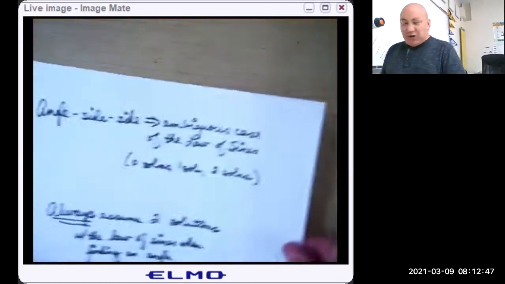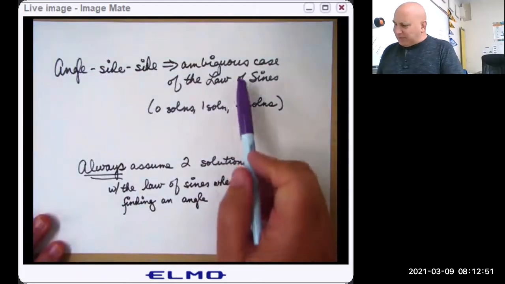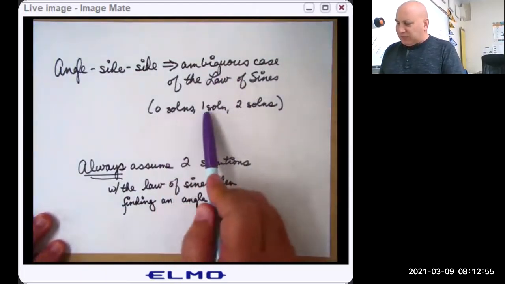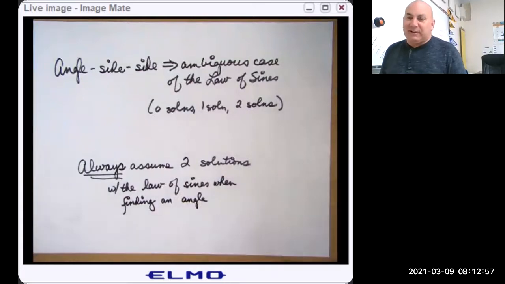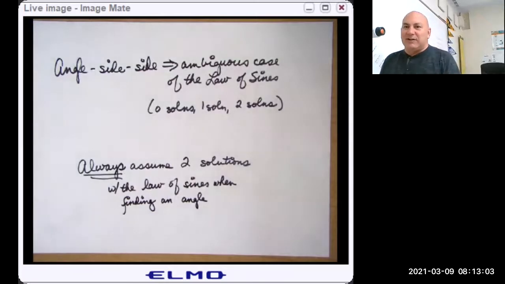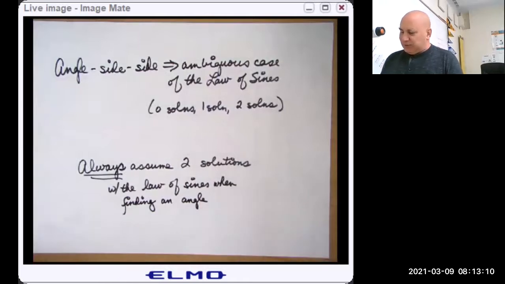Now, this angle side side, that's called the ambiguous case of the law of sines, because there could be two solutions, but really, you could have 0 solutions, 1 solution, or 2 solutions. There are 3 different situations there. But I'm not sure it should be called ambiguous case, unless ambiguous means we don't know for sure. Usually you think of 2. So again, I always assume there are 2 solutions when you're using the law of sines to find an angle.